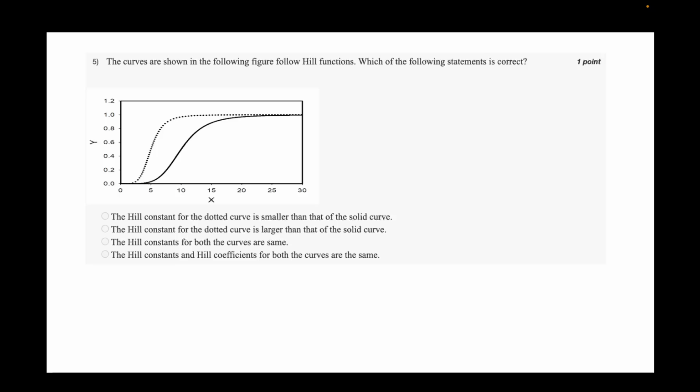If the half saturation value is reached at a higher value of x, the Hill coefficient is higher. So the answer here will be the first one. The Hill constant for the dotted curve is smaller than that of the solid curve. So basically it is determined by y equal to 0.5. At which value of x is y equal to 0.5 reached? If it is a greater value of x, then the Hill constant will be greater. If it is at a lower value of x, the Hill constant will be lower. So option A is the correct one. The Hill constant for the dotted curve is smaller than that of the solid curve.